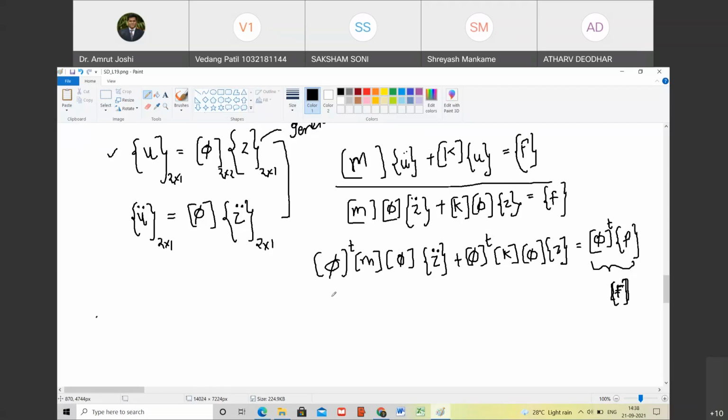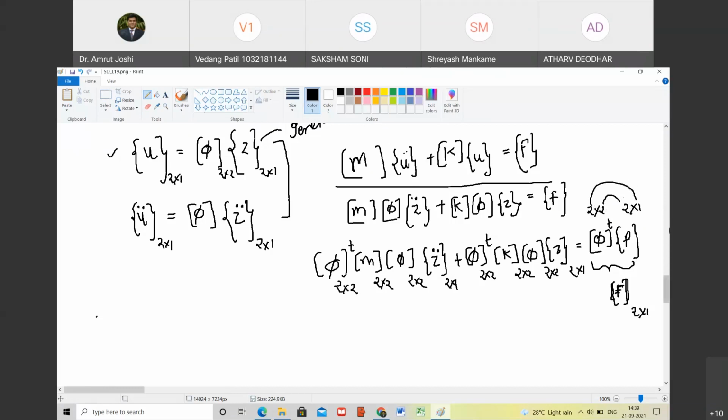Let us look at what the sizes of all these matrices are. Phi transpose is going to be 2 cross 2. M is going to be 2 cross 2. Phi is also going to be 2 cross 2. And Z double dot is going to be 2 cross 1. See the multiplication: this is 2 cross 2 multiplied by 2 cross 1. So multiplication is possible because these two numbers are the same, and the resulting product is going to be 2 cross 1. Are you with me? Okay, sir.